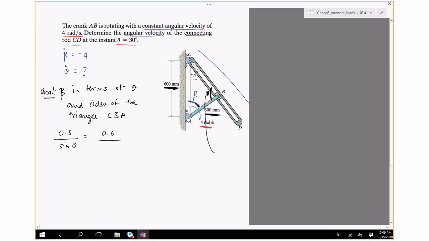Okay, what's that angle? So what's the sum of the angles in a triangle? It's 180, right? So this is 180 minus theta minus beta. So I could write sine of 180 minus theta minus beta.